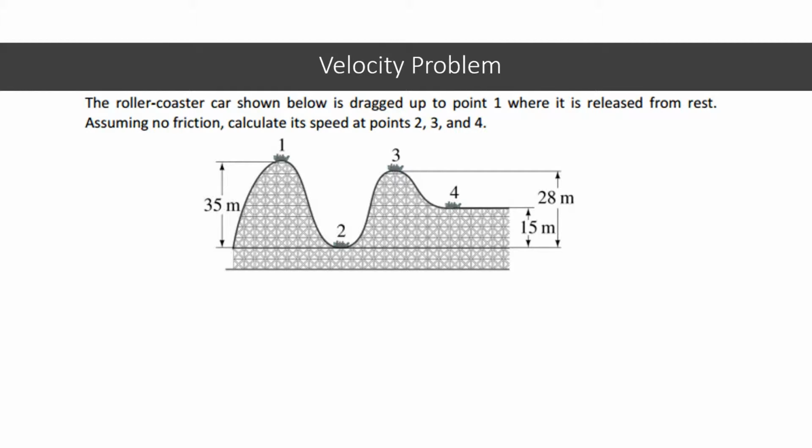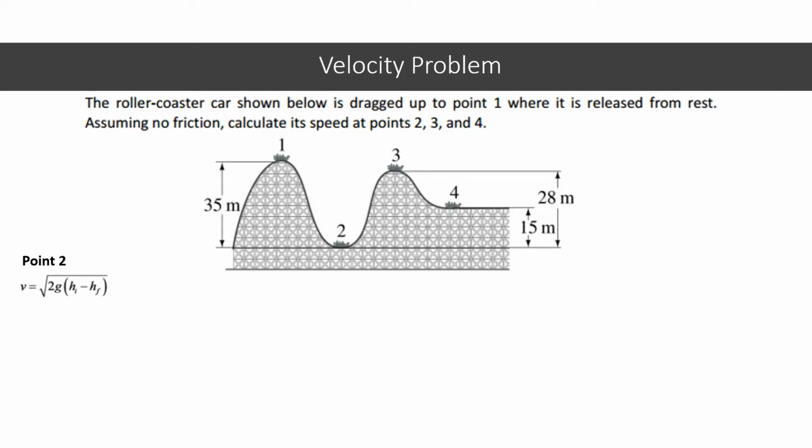So let's take a look at this particular roller coaster problem. We have 35 meters up to get to point 1. Point 2 appears to be the bottom of the hill. We have 28 meters up for point 3, and 15 meters up for point 4. The roller coaster's been dragged to point 1. It was at rest, and we want to calculate its speed. We want to know the velocity at points 2, 3, and 4.